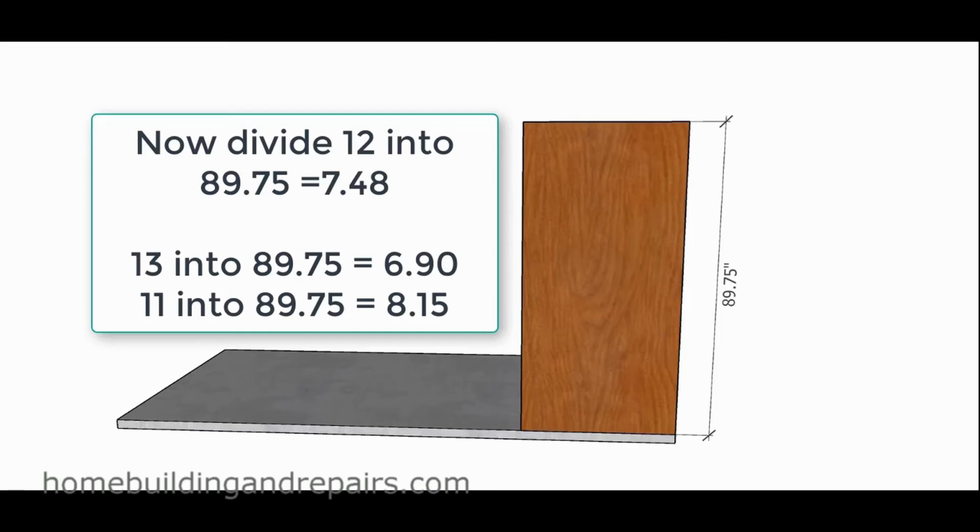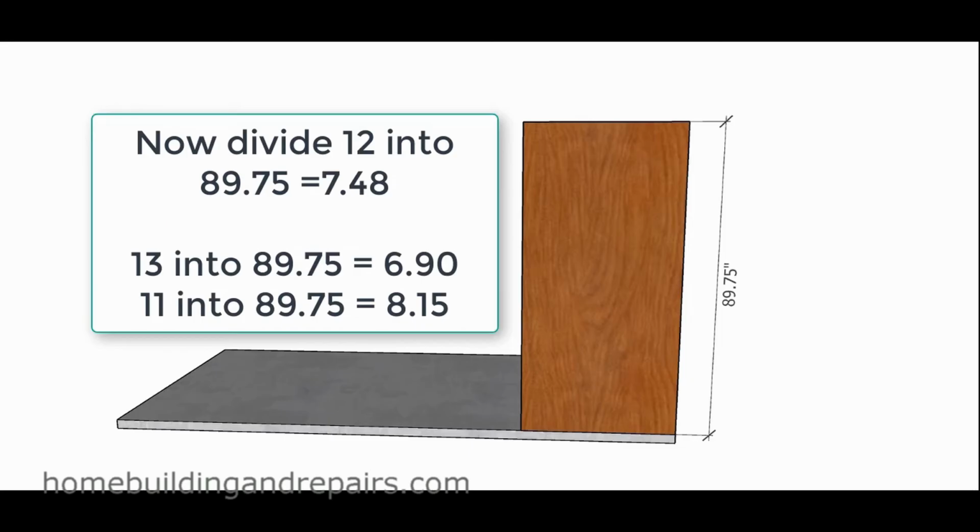I would also suggest dividing two more numbers into the overall rise, and that would be the number before and the number after our second number. Now remember, our second number is the number 12 in this example. So if we go to the next number, 13, and divide that into the overall rise, we're going to come out with 6.9 inches, which is a little under 7 inches. And if we use the number 11, we're going to come out with 8.15 inches.